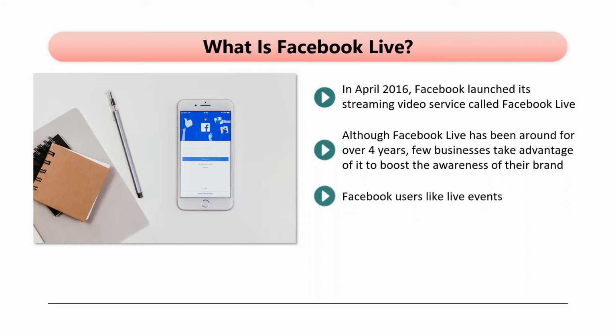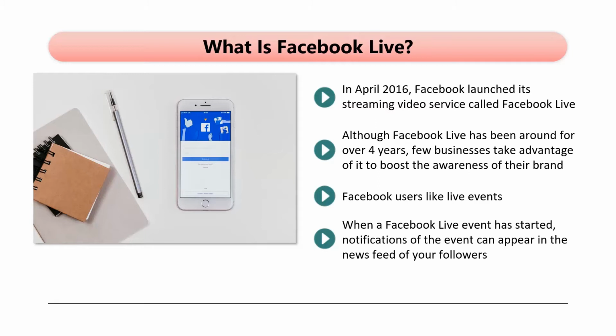Facebook users like live events. All Facebook Live events are recorded, and after the events, these become available on your Facebook page. So if any of your followers miss the live event, they will be able to view the replay. When a Facebook Live event has started, notifications of the event can appear in the newsfeed of your followers. This can also occur once the event is finished. This is a really good feature, as some people will forget that they intended to attend the live event. It is also helpful to those followers that were unable to attend for some reason.